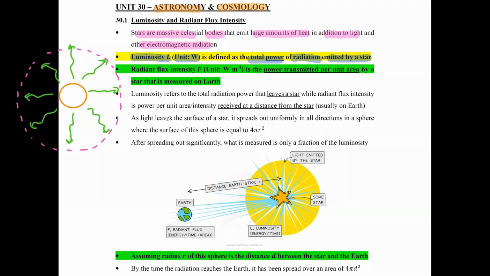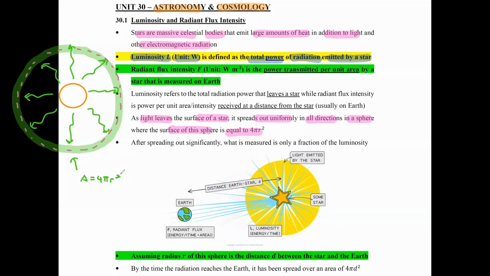So as light leaves the surface of a star, it tends to spread out uniformly in all directions in a sphere where the surface area of this sphere is actually equal to 4 pi r squared. So here, the surface area of the sphere where the power has spread to is going to be 4 pi r squared. And given time, that sphere is going to get bigger and bigger.